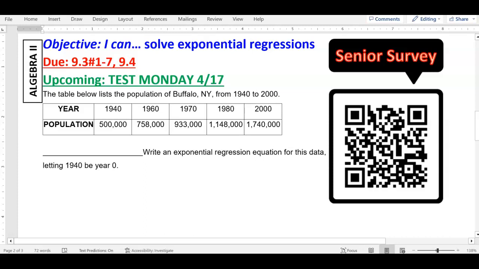Anyways, back on track. So today we're going to solve exponential regressions. You're going to be finishing the assignment from yesterday.